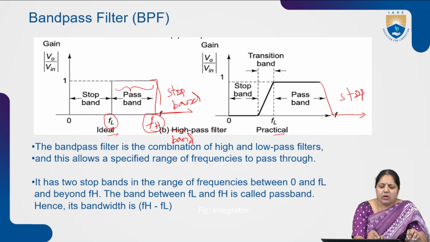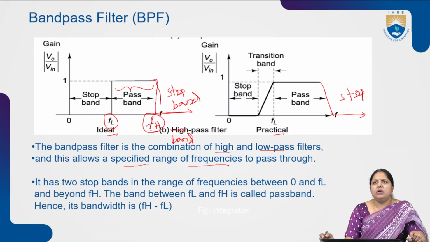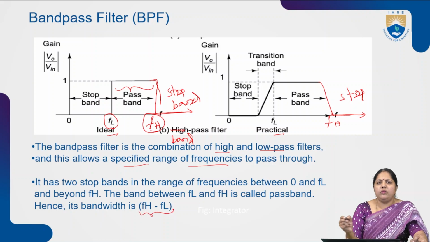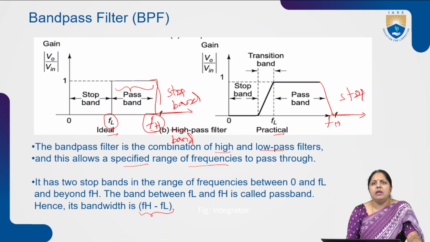Okay, so here the band pass filter is a combination of a high pass filter as well as a low pass filter. It is allowing only specified ranges of the frequencies to be passed. So for this one, I need to find the bandwidth. What is the bandwidth here? The bandwidth is the difference between the higher cutoff frequency and the lower cutoff frequency. So the difference FH minus FL is the bandwidth of the corresponding amplifier.